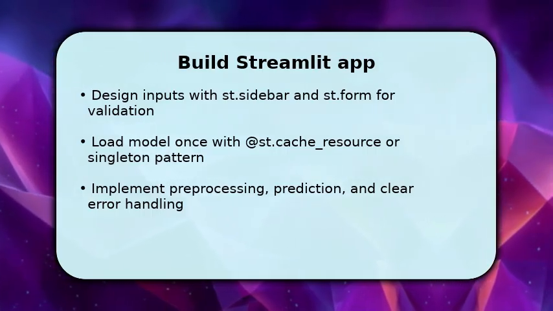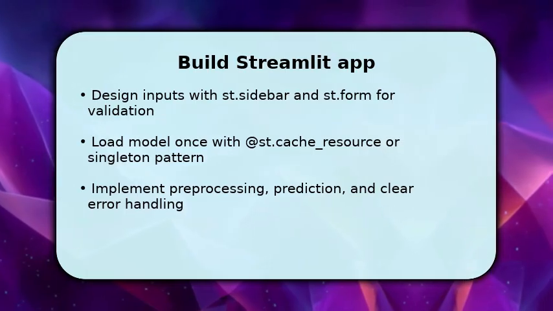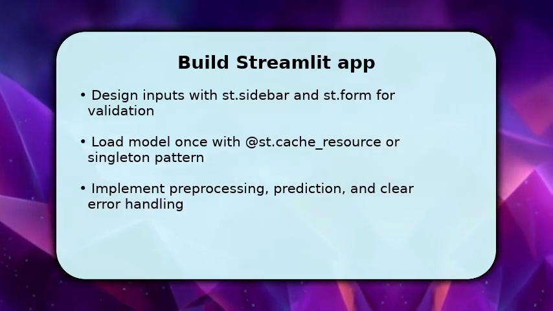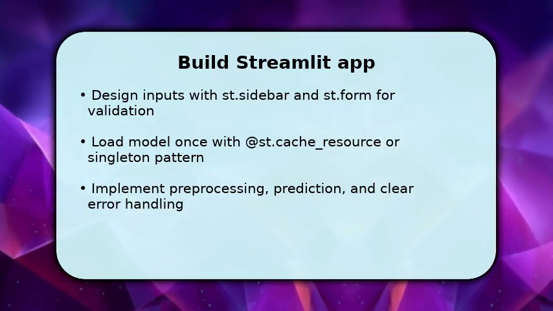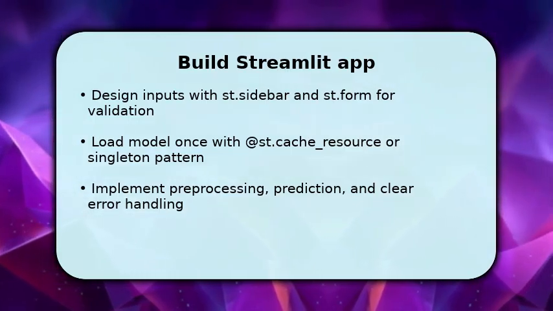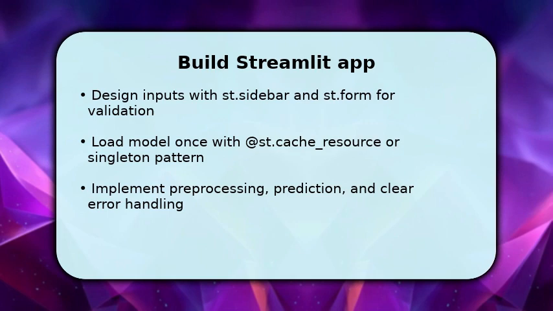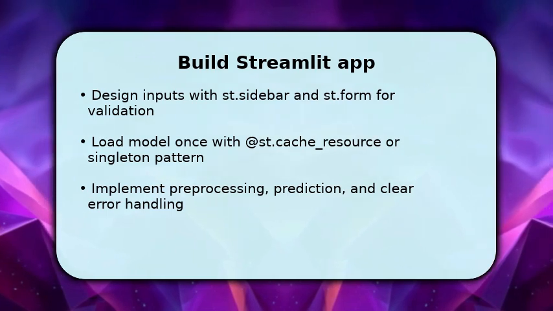Then perform the exact preprocessing pipeline you used during training: scaling, encoding, feature order, and call model.predict or predict_proba. Make sure to wrap prediction in try/except and show friendly messages if inputs are invalid.